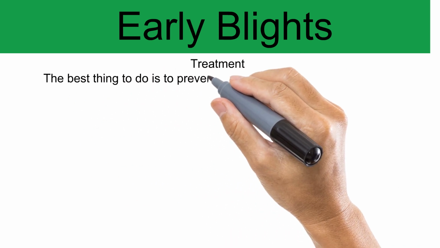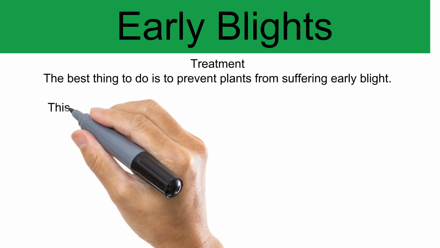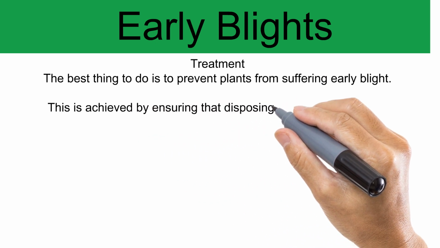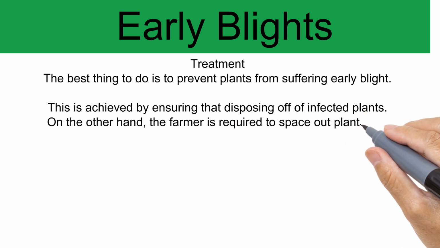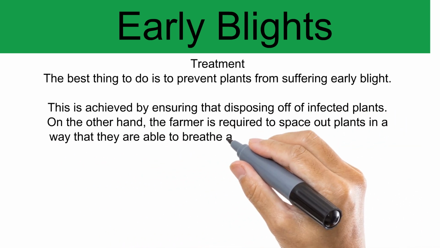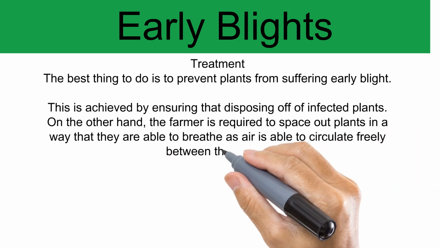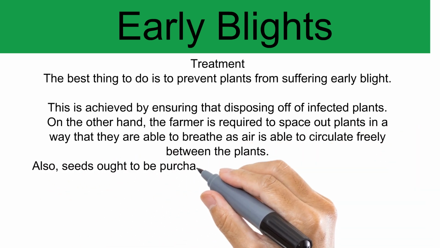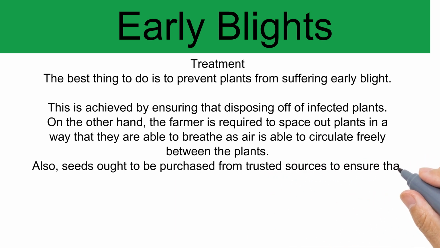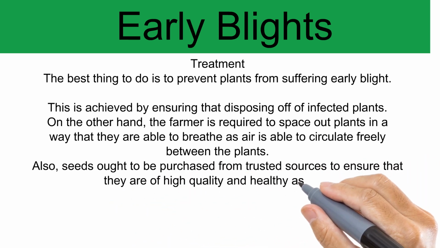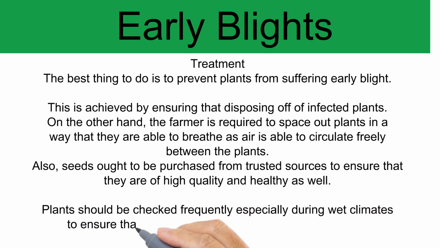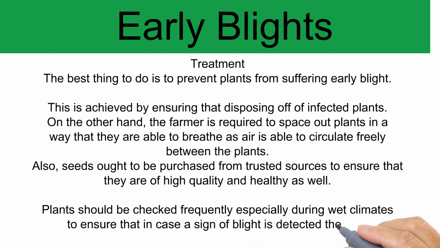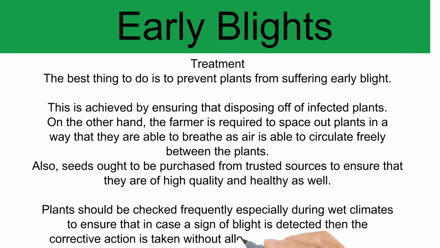Treatment. The best thing to do is to prevent plants from suffering early blight. This is achieved by ensuring the disposal of infected plants. On the other hand, the farmer is required to space out plants in a way that they are able to breathe as air is able to circulate freely between the plants. Also, seeds ought to be purchased from trusted sources to ensure that they are of high quality and healthy as well. Plants should be checked frequently, especially during wet climates, so that in case a sign of blight is detected, corrective action is taken without allowing it more time to spread.